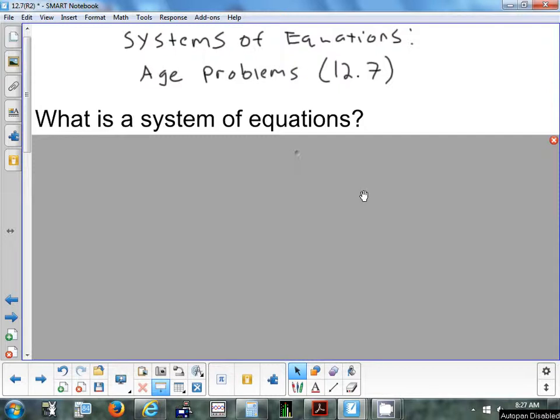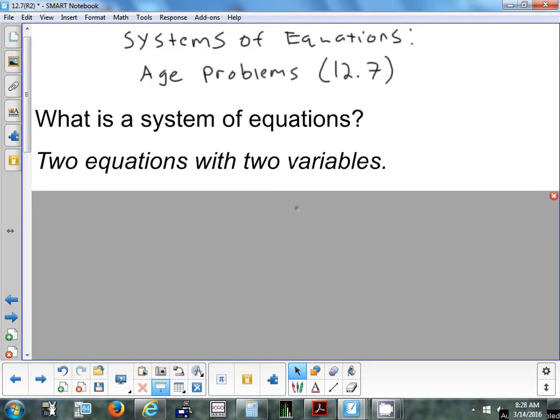How many letters are you solving for? Two, right? 2 letters. How many problems do you have? 2, right? That's a system of equations. You've got 2 equations with 2 variables. 3x plus y equals 6. 7x plus 3y equals 7. That's an example.